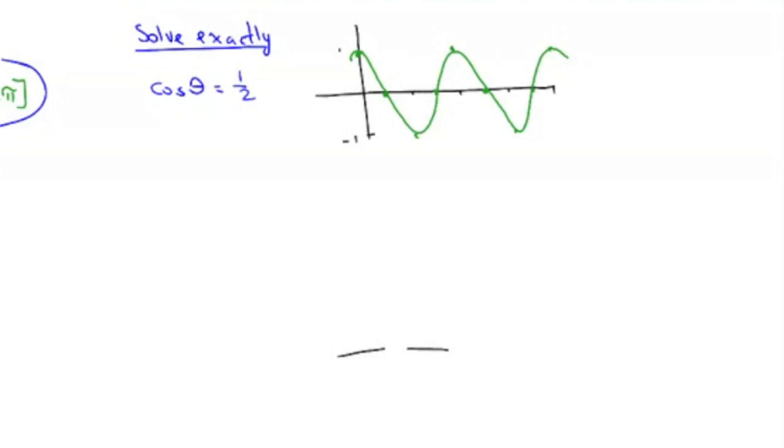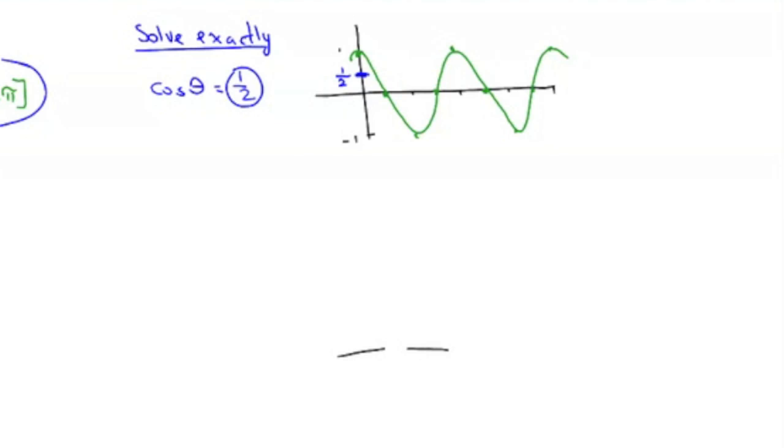Now, this is saying that cosine of the angle is equal to a half. Now, this half goes on what axis? It's on the y-axis. So here's what we're looking for. We're looking for when the cosine is equal to a half. That's what the equation says. Cosine of theta equals a half.